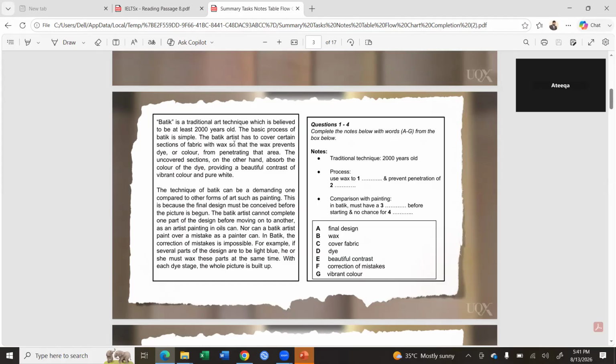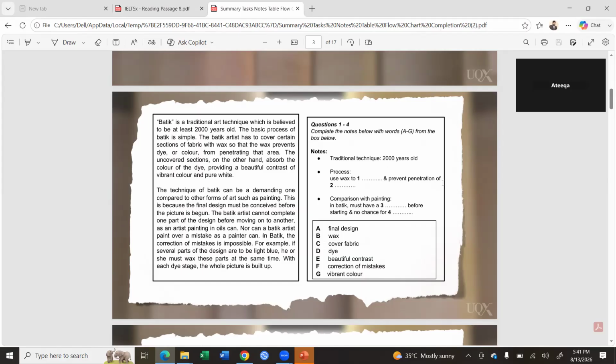Okay, now it's a bit technical. You should be very, very careful. It says that these artists have to cover, right? So use wax to cover certain fabric, right? So the correct option is C. Are you getting my point? It says the batik artist has to cover certain section of fabric with wax. Are you getting my point? So use wax to cover fabric. That is for question number one.